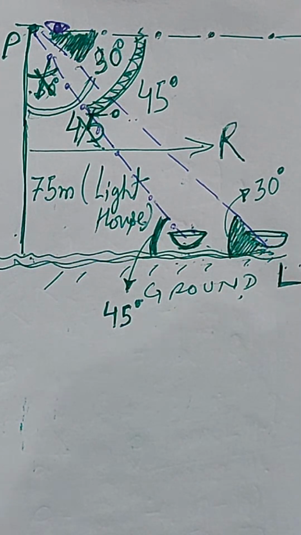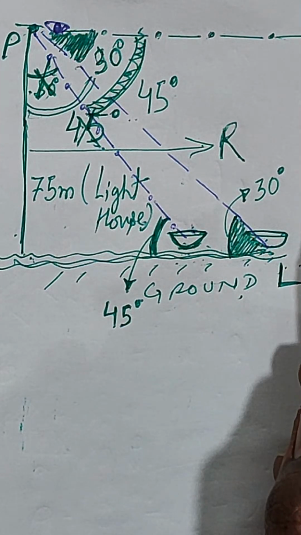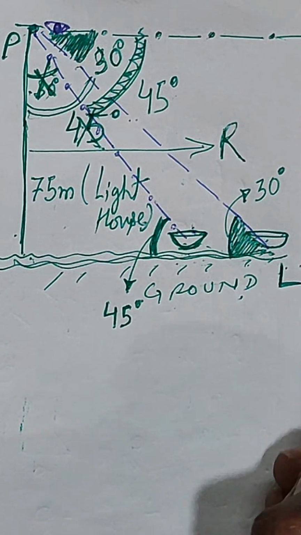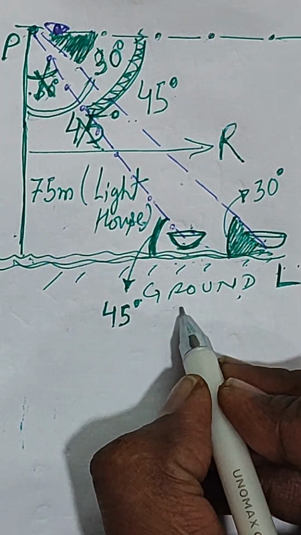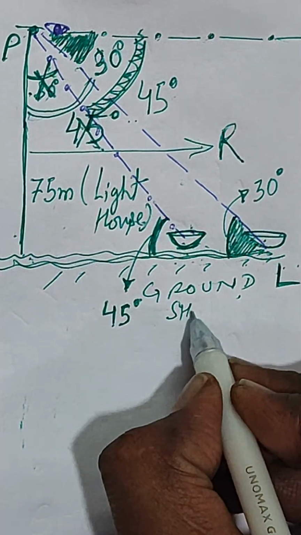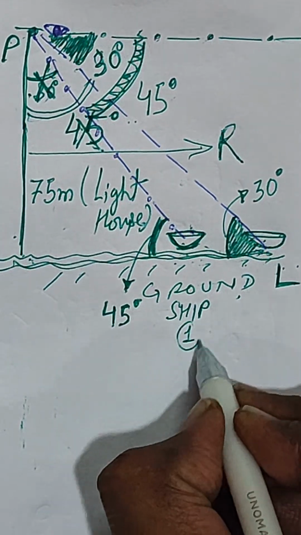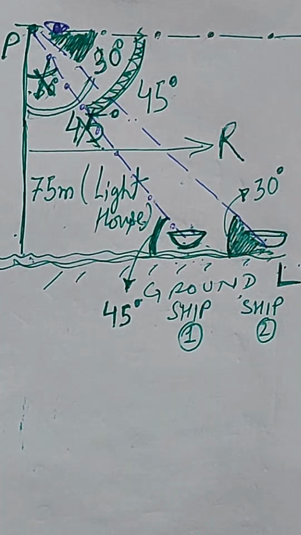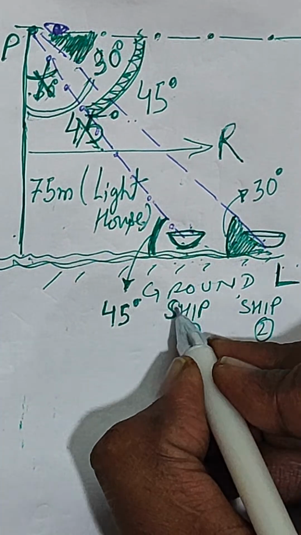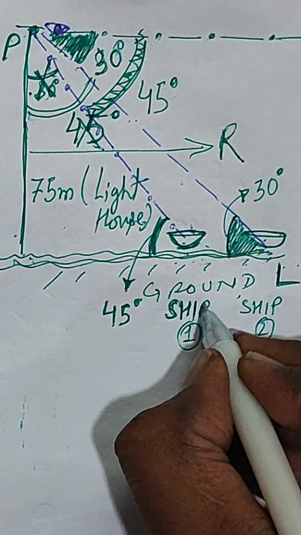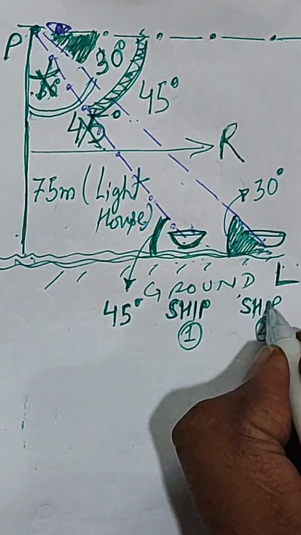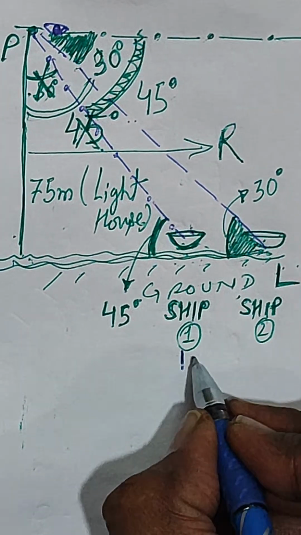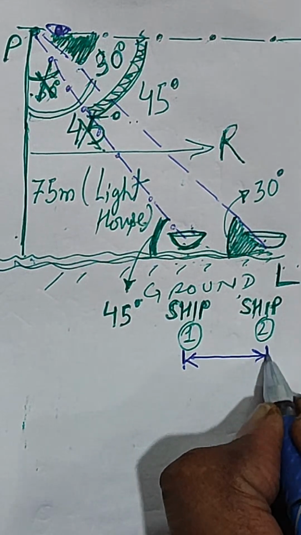Now what is the question? If one ship is exactly behind the other on the same side of the lighthouse, find the distance between the two ships. So the distance between the two ships, this is ship 1 and this is ship 2. Two ships we have, ship 1 and ship 2, and the distance between them needs to be identified.